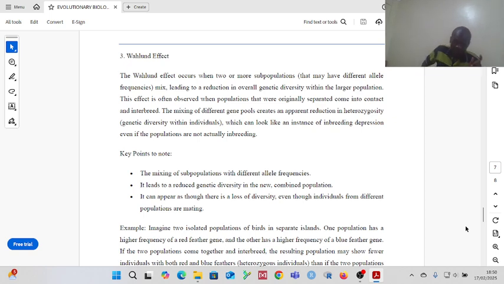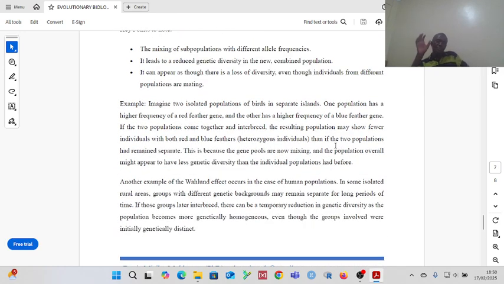Even if the source populations were not genetically related. Okay? So that is the Wahlund effect. You obtain organisms from different populations, then you bring them together. Then as they interbreed, you lead to a reduction in the genetic diversity, a reduction in the heterozygosity. Okay? So the examples that are given are just trying to explain what I've put across.